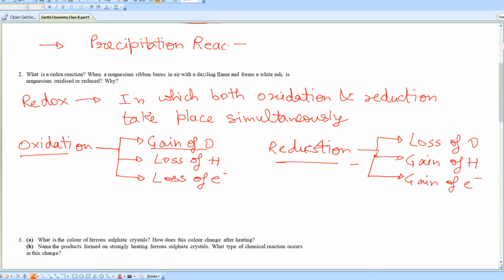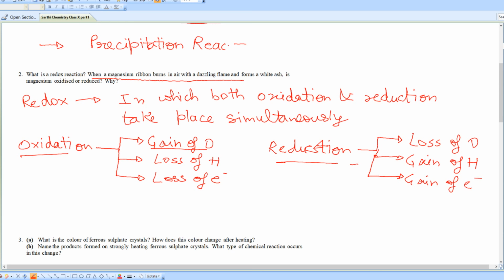Now, the second part of the question is: when a magnesium ribbon burns in air with a dazzling flame and forms a white ash, is magnesium oxidized or reduced? So, first we'll have to write the chemical equation.